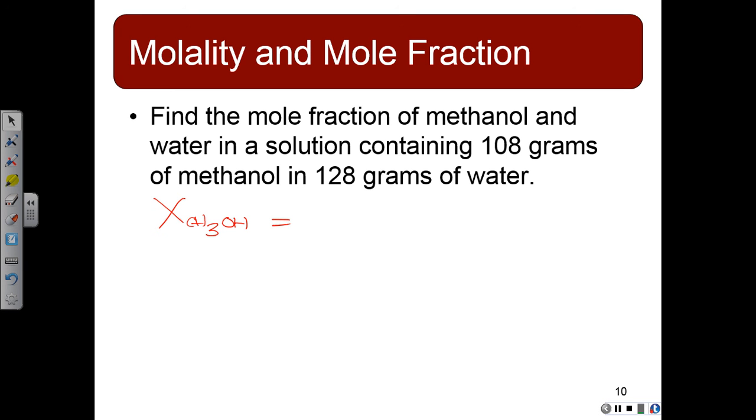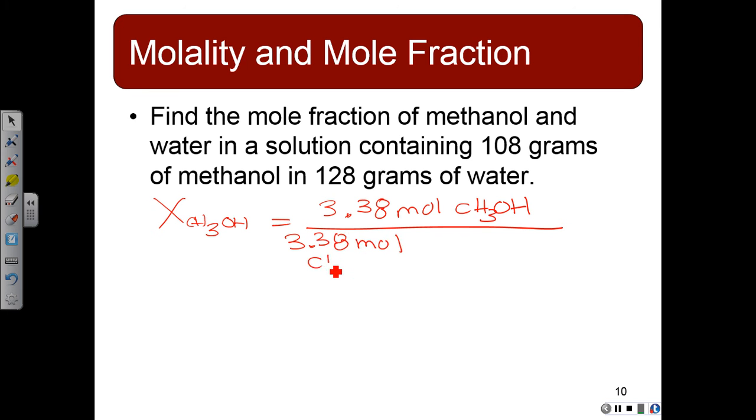All right. From problem 1, how many moles of methanol do we have? Okay, 3.38, right? Mole fraction says then we divide by the total moles. So we're going to have to add 3.38 again in the bottom, right, because we have to do total moles. So we have 3.38 moles of methanol. Okay, so we got that from here. That's one component.